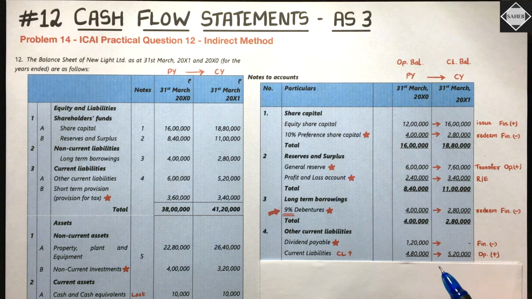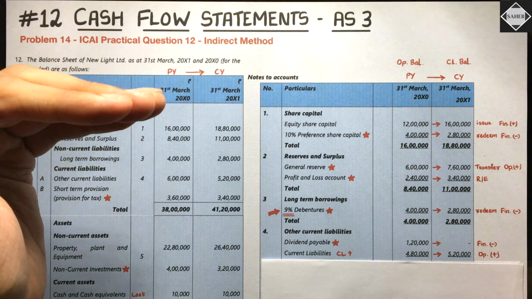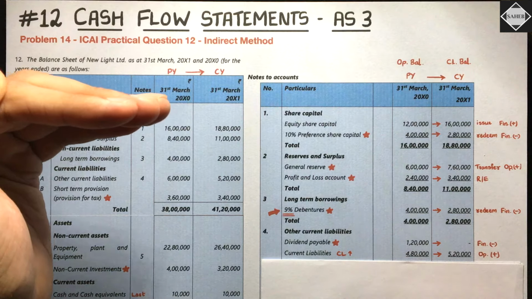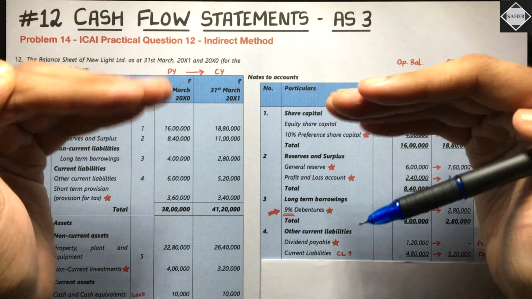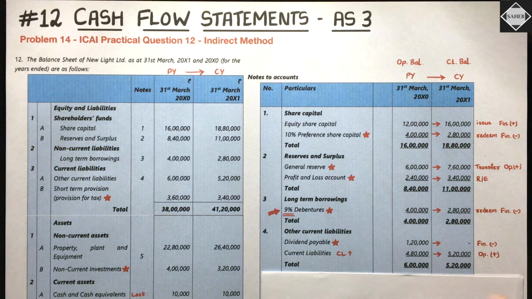So what's happening to current liabilities? From 4,80,000, it is becoming 5,20,000. It is increasing by how much? By 40,000. So if current liabilities increase, what happens to cash? Positive impact on cash. Cash also increases, right? So we will add this in the operating activity when we do the working capital changes. Fine. So other current liabilities over.